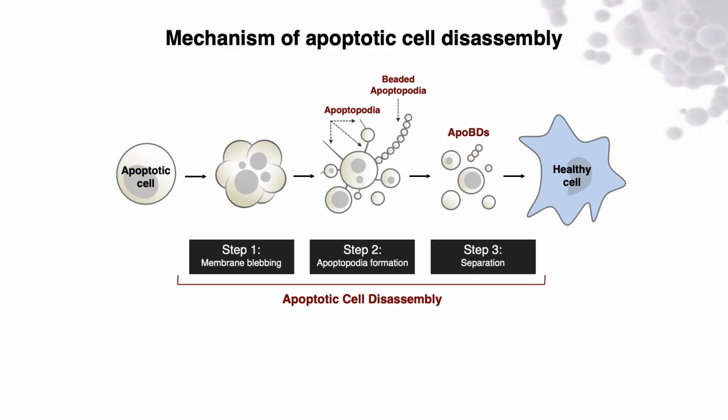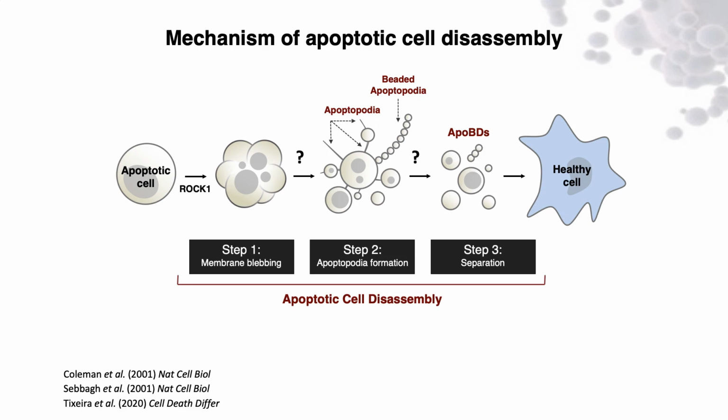And based on this kind of observation, we came up with a conceptual framework at that time, thinking that how cells undergo disassembly to generate apoptotic bodies is regulated by three sequential steps. Step one is membrane blebbing, then the formation of the protrusions, and then final separation into distinct apoptotic bodies. And obviously, we're really interested in what the molecular regulators of this process are.